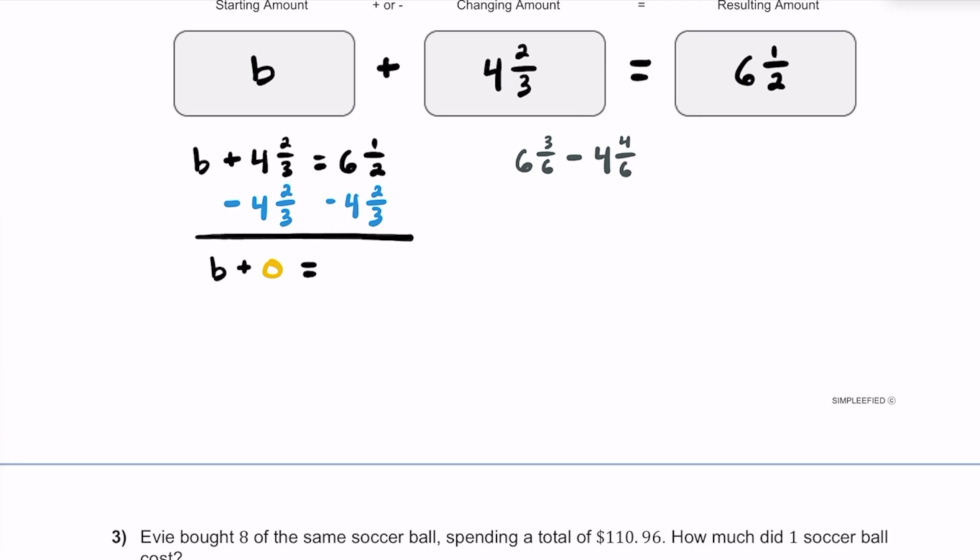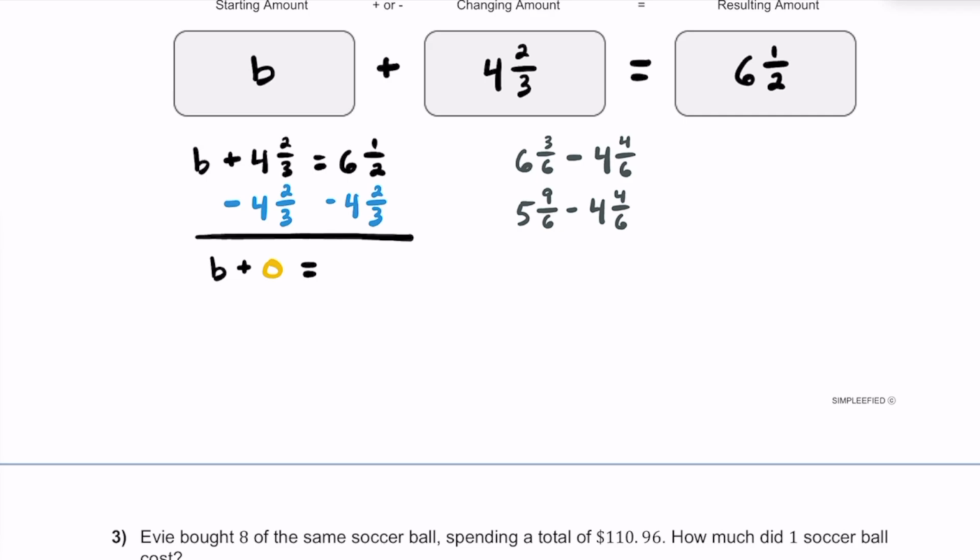All right, so we'd like to subtract these two fractions, but notice how this 3 is smaller than this 4, so that's a little bit frustrating to deal with here. So let's borrow from this 6 here, let's make it a 5. And then let's add 6/6 onto the 3/6. If you add 6/6 onto here, you're going to get 9/6. And let's subtract 4 and 4/6. Just leave this one alone.